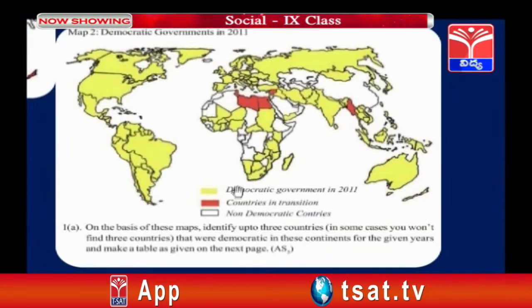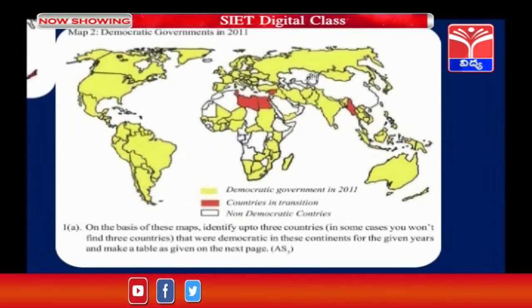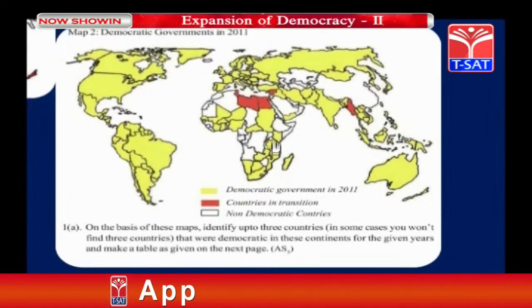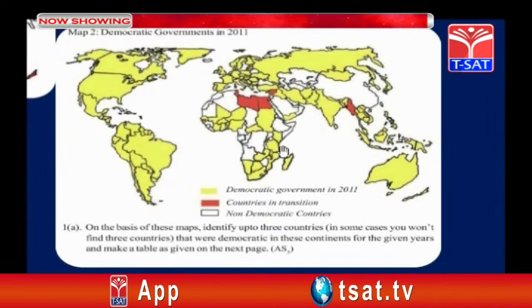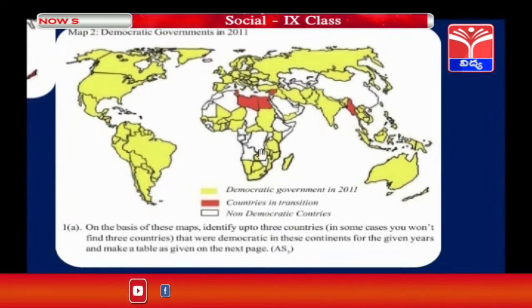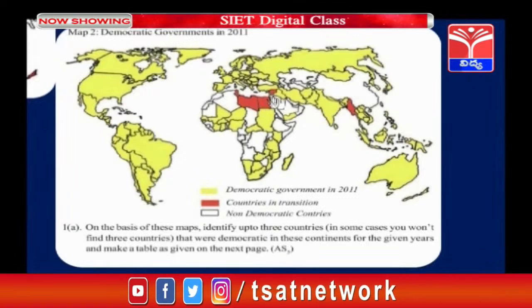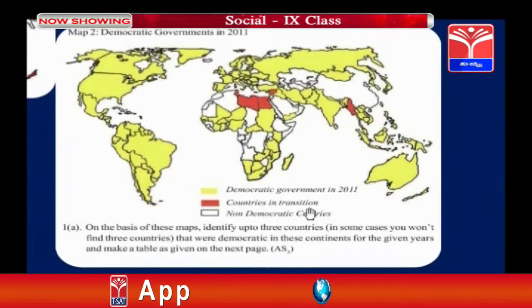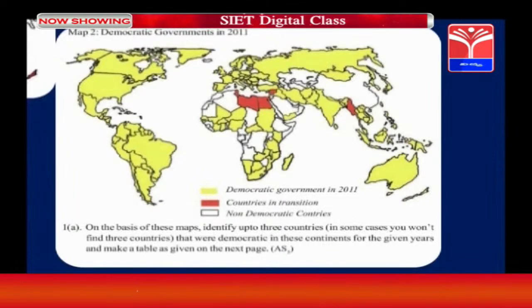Now observe another map. Here you can see most of the countries are in yellow color. What does that represent? Democratic governments in 2011. So by 2011 all these countries shown in yellow color are democratic governments. Most of the countries achieved democracy now, and very few countries are shown in red color. What does this represent? These are the countries in transition. That means they are attempting to transform to democratic governments.